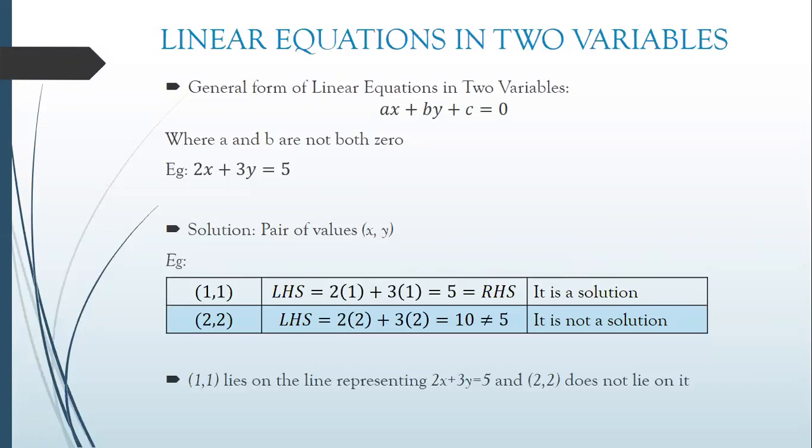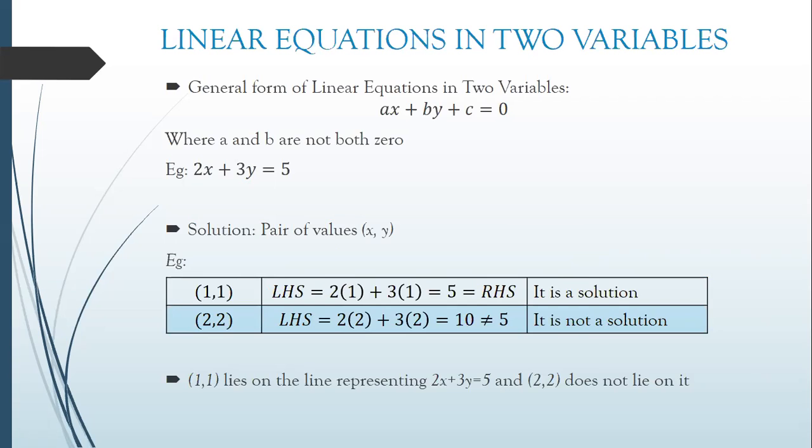If we are substituting 2 comma 2, then we get the answer to be 10, which is not equal to 5, which is our RHS. So this is not a solution. So 1 1 is a solution while 2 2 is not a solution. Now graphically, if we are drawing this line 2x plus 3y equal to 5, then 1 1 will lie on the line and 2 2 will not lie on the line.